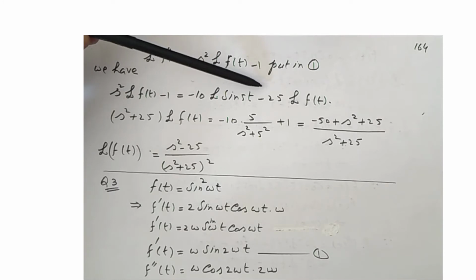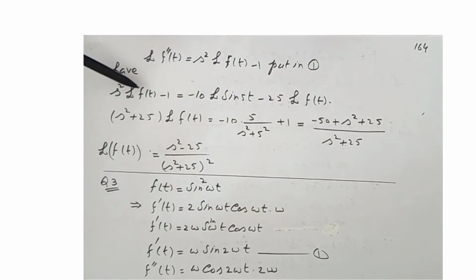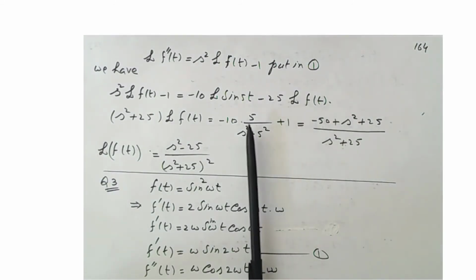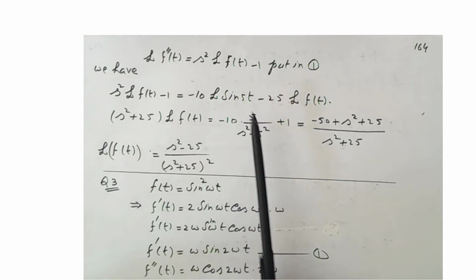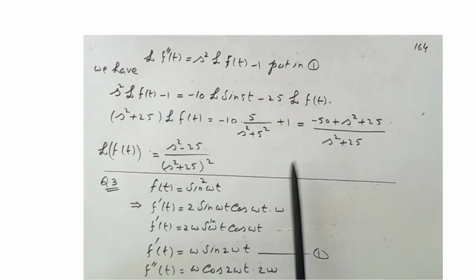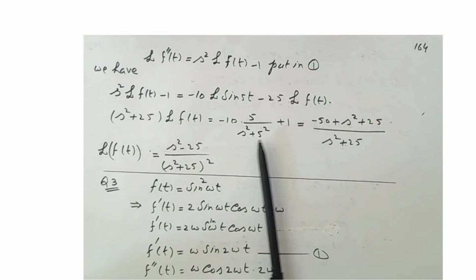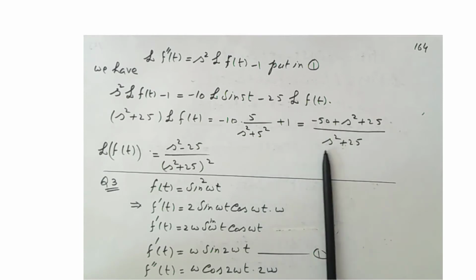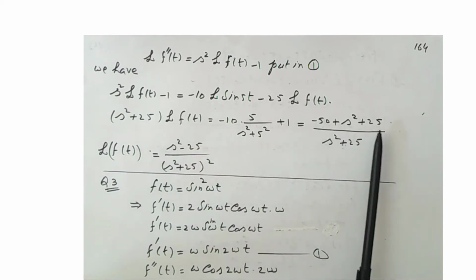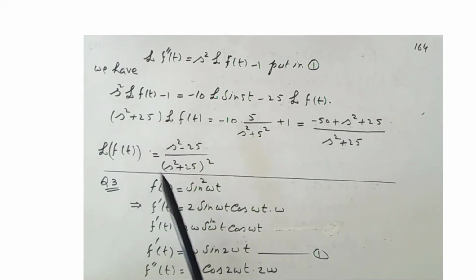minus 25 Laplace of f(t), and after simplification, taking Laplace f(t) common in these two places, we have s square plus 25 Laplace of f(t), and this can be written as minus 10 into 5 over s square plus 5 square. This is by applying the formula Laplace of sin at equals a over s square plus a square. This minus 1 we take to this side, this becomes plus 1, and s square plus 5 square, 25, will be the LCM. After simplification we have Laplace f(t) equal to s square minus 25 over s square plus 25 whole square.